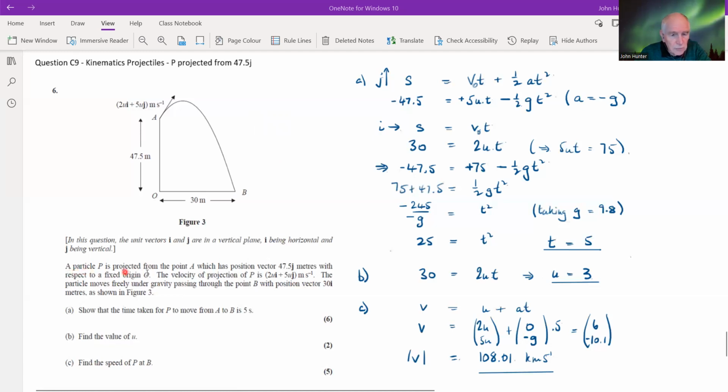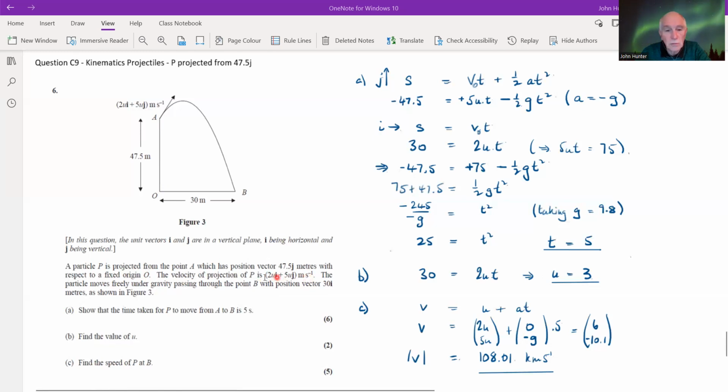Particle P is projected from the point A, which has position vector 47.5j meters with respect to a fixed origin O. So that's there. It looks like it's 47.5 meters, top of a cliff or up a building or something like that. The velocity of projection of P is 2ui plus 5uj meters per second.